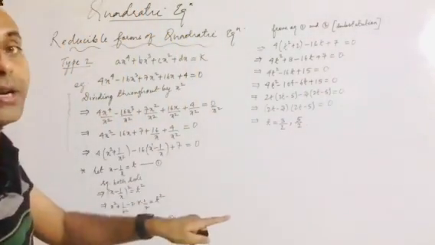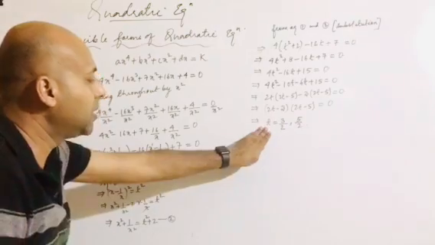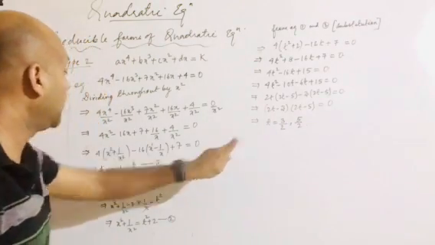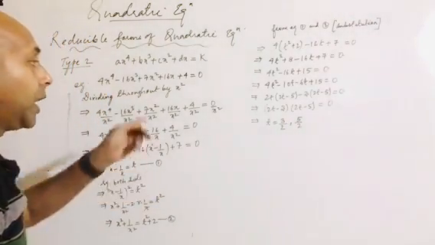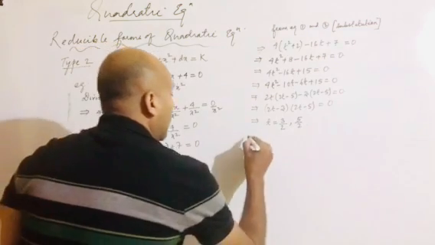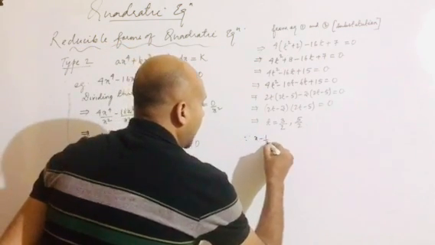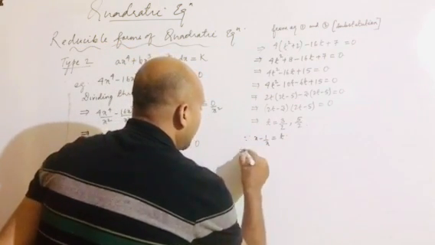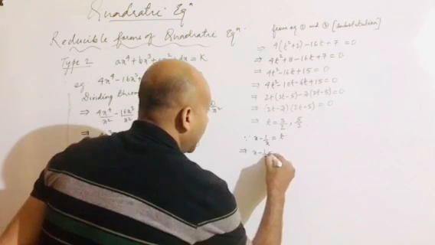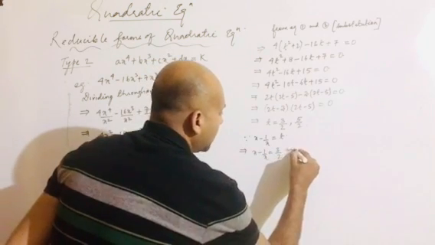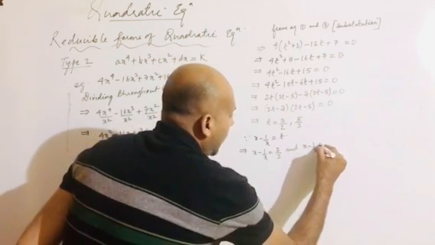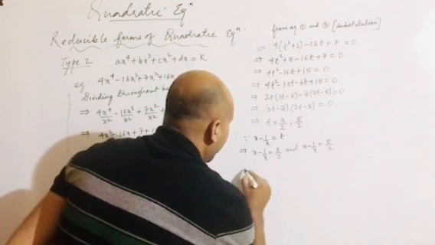Now this is not my final answer, children. Why? Because this term is in the form of t, but I should get the answer in the form of x. So what I'm going to do, again I'll substitute the value. Since x minus 1 by x is equal to t, this implies that I'll get x minus 1 by x equals 3 by 2 as well as x minus 1 by x equals 5 by 2. Please solve it, children.